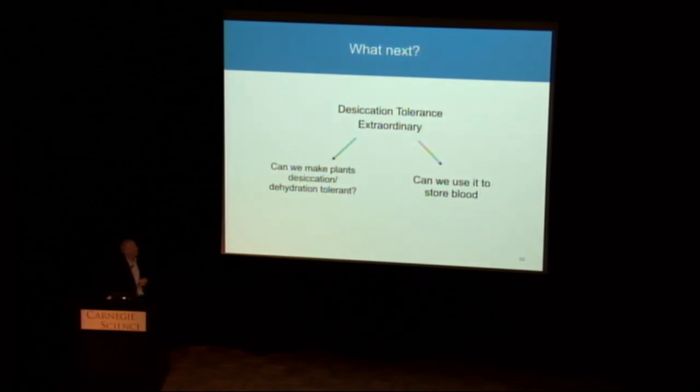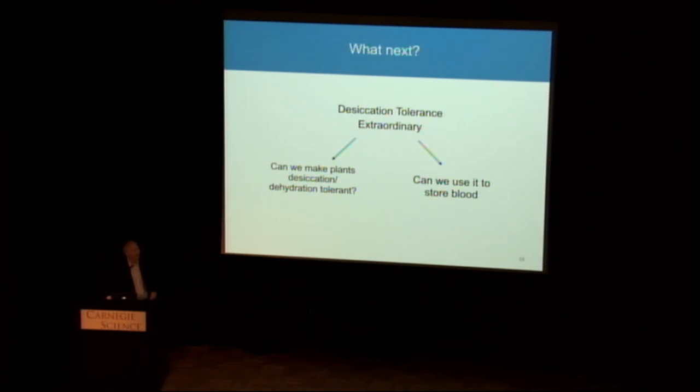Okay, so what's next? Well, I've told you we've figured out that desiccation tolerance is extraordinary. And so we actually want to revisit the question: can we make plants desiccation or dehydration tolerant now that we know a lot more about how trehalose works? The experiments, I think, failed in part because they never got trehalose up to high enough concentrations, which I just told you was critical. The other thing is blood storage. The reason you have to keep giving blood is that it has a shelf life, which I didn't realize. Can we use this trick of desiccating blood cells, for example, to keep them alive?